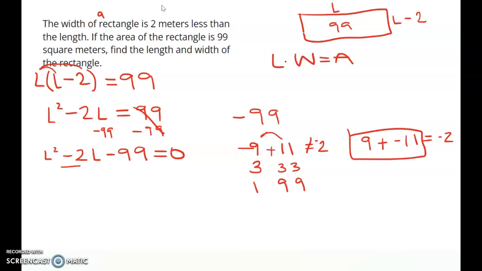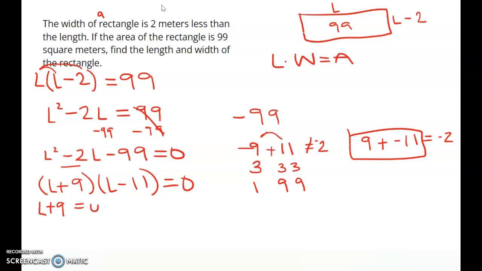Okay. Because there's not a number in front, we can just put those in the parentheses. We'll have L plus 9 and L minus 11 equal to 0. And you can always do a quick check. 9 times negative 11 does equal negative 99. Positive 9 minus 11 does equal negative 2. Okay, now at this point we need to finish. So let's set them both equal to 0 and solve.